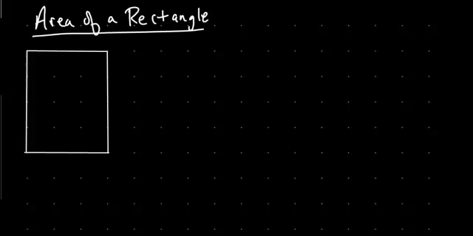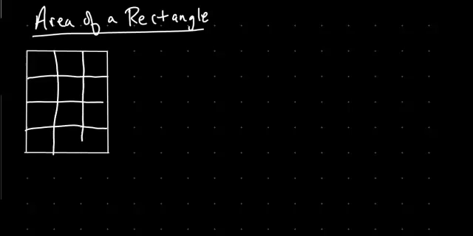And what I want to look at is really what area is. Probably most of you already know the formula for area, but I would say that some of you don't really understand what it really means. So let me break this thing into little 1 by 1 squares. And we see here that this is a 3 by 4 rectangle.